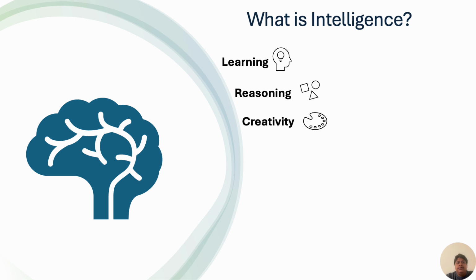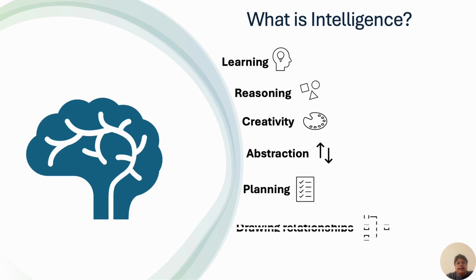Creativity, generating new, original ideas or solutions internally. Abstraction, identifying general patterns or rules from specific examples. Planning, setting goals and outlining steps to achieve them. Drawing relationships, recognizing links between different sets of data. Knowledge, storing information and applying it in meaningful ways. These qualities together form the foundation of what we consider intelligence in both humans and machines.